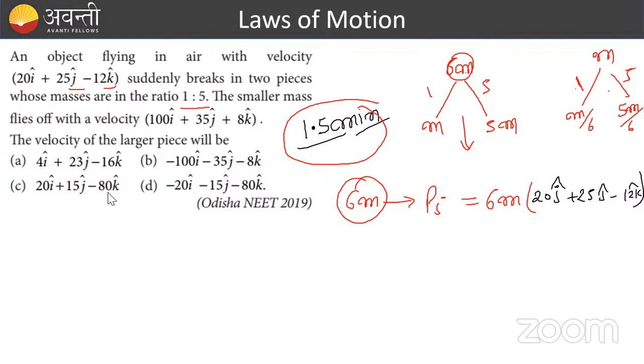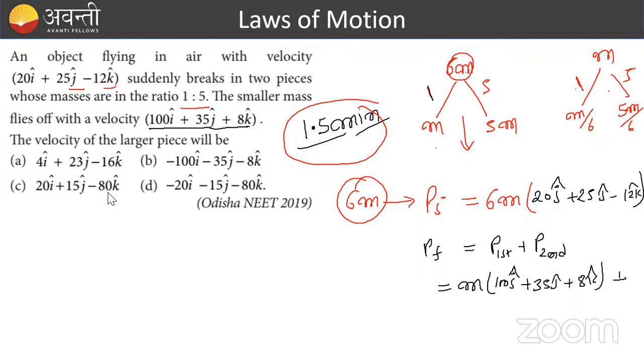So the initial momentum will be the first momentum, and the second momentum will be the momentum part. The smaller mass flies off with the velocity given, that is 100 i cap plus 35 j cap plus 8 k cap, plus what will you do? Plus the momentum of the heavier mass after the breakup. So here, look, what will happen?